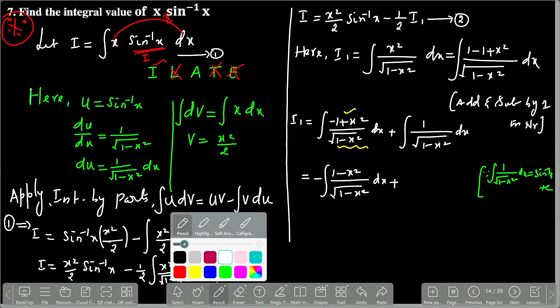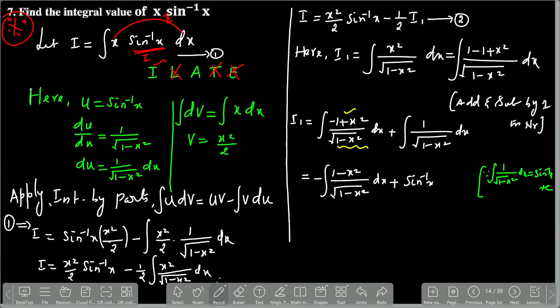Yes, that is sine inverse of x plus c1. We keep it. Now listen carefully, students. Minus integral of square root of 1 minus x square into square root of 1 minus x square, divided by square root of 1 minus x square, into dx, plus sine inverse of x plus c1.